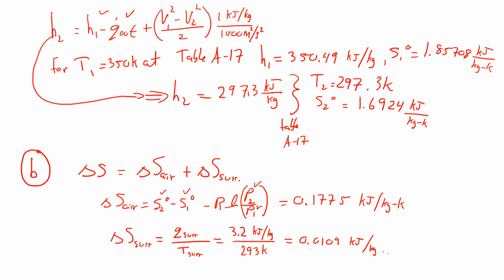And then you would add those two numbers together to get the total entropy change for the whole process, and you would find out it is 0.1884 kilojoules per kilogram Kelvin.